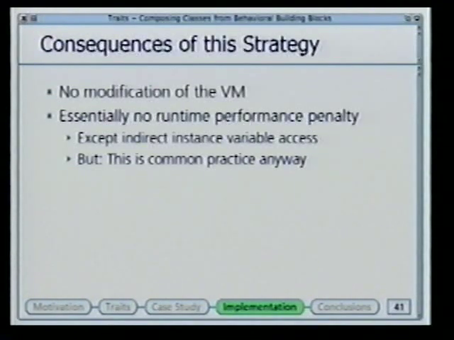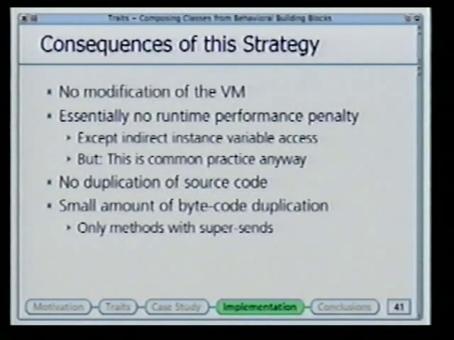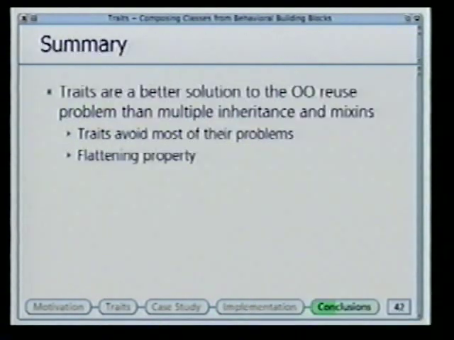And even there, you can do all the work at compile time. So at runtime, you really only have the indirection through indirect instance variable accesses. And this is quite common practice in Smalltalk anyway for many accessors. And so it doesn't make a real difference for many cases. There is no duplication of source code, and there is only a small amount of bytecode duplication when we have supersends, then we actually duplicate bytecode.